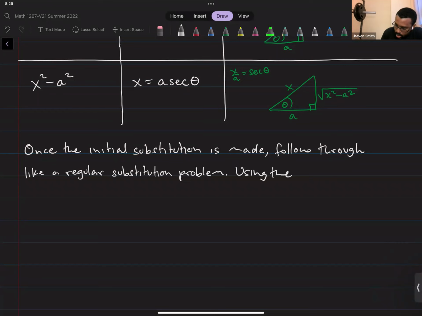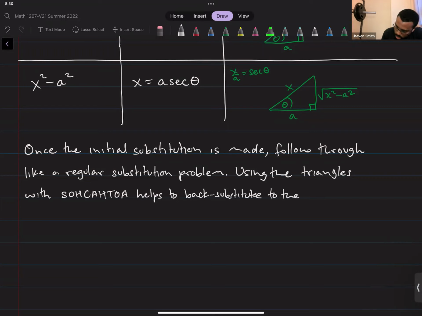Using the triangles with SOH CAH TOA helps to back substitute to the original variable when necessary.